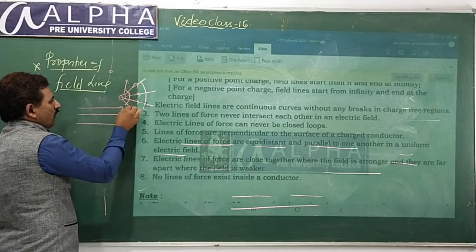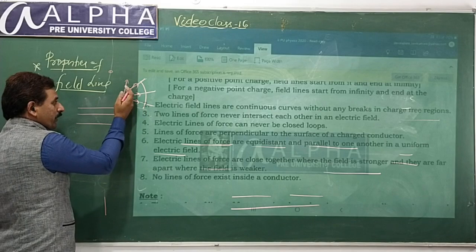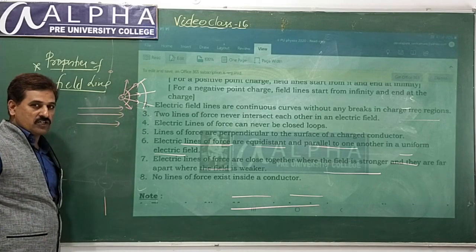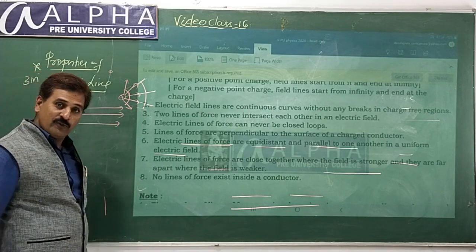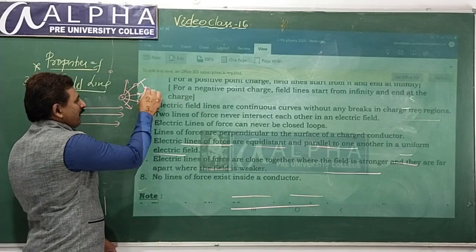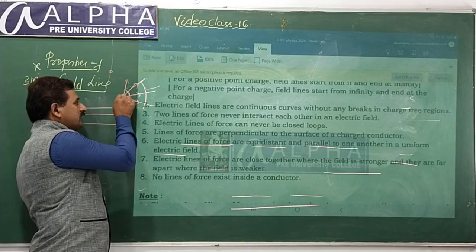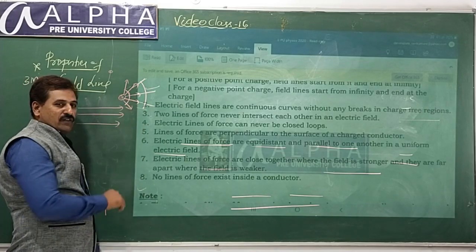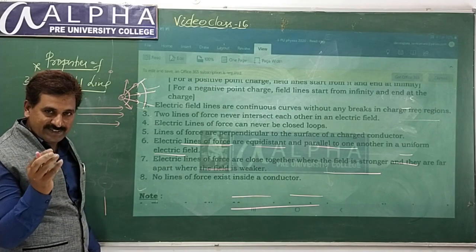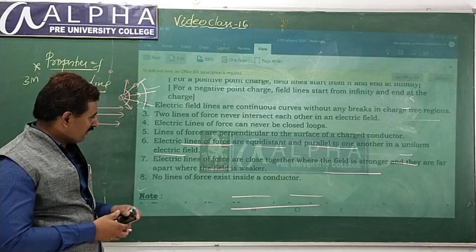But these two are not. What's the meaning of that? That indicates when you are close, the field is stronger. When you are away, the field is weaker. When you are away, less number of lines pass through the area, field weaker. When you are close to this source, more number of lines pass through. That's why the number of lines gives an indication of the strength of the field.